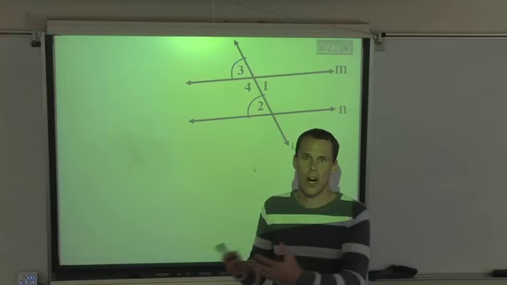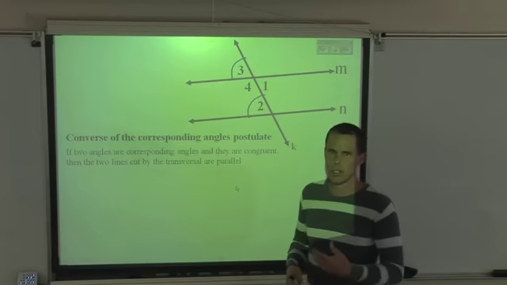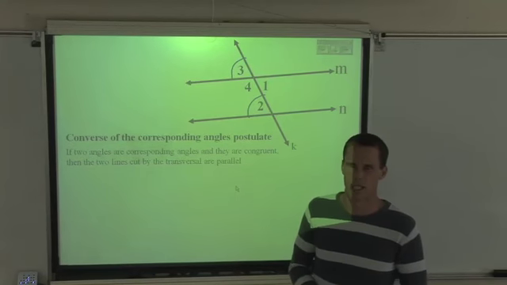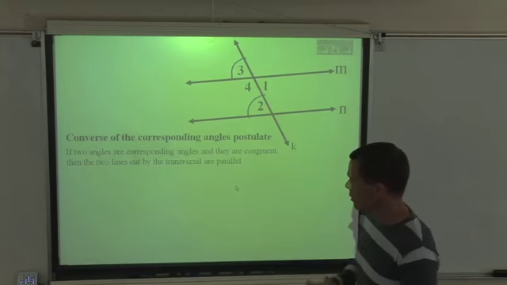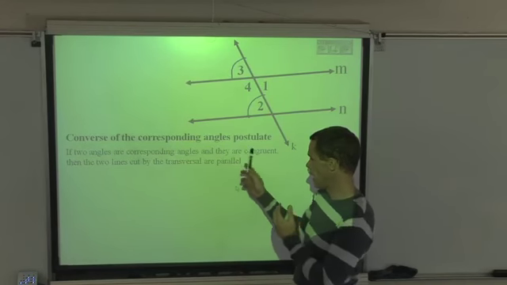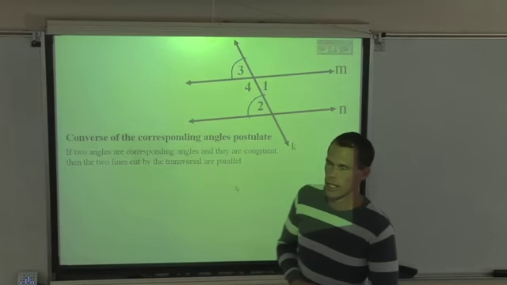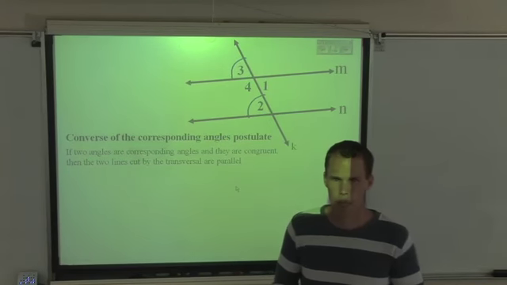Well, this is just the converse of what we said. So we have what is called the converse of the corresponding angles postulate. If two angles are corresponding and they are congruent, then the two lines cut by the transversal are parallel.